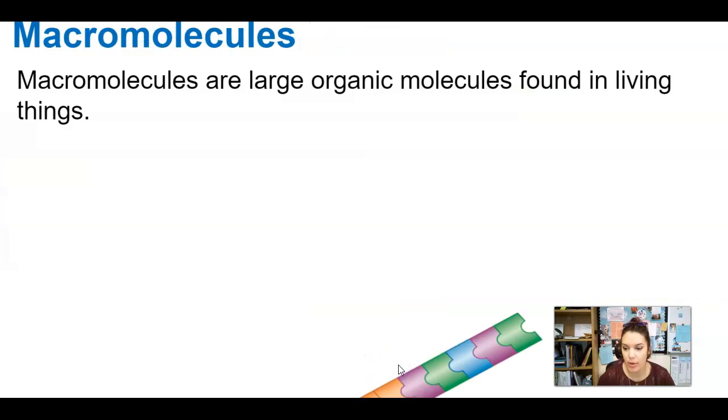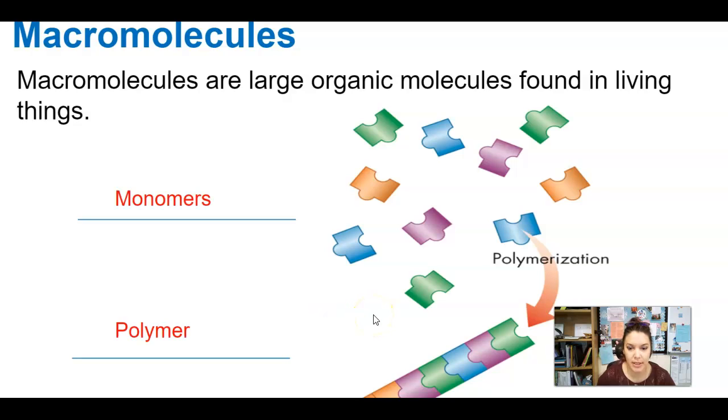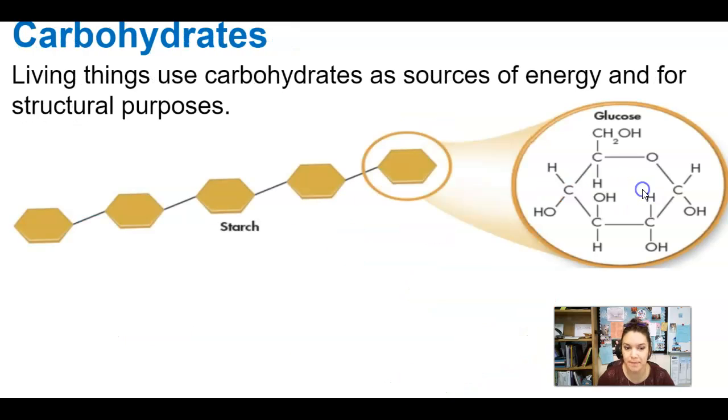All right, so on to macromolecules. They are large organic molecules found in living things. They go through something called polymerization. So they become polymers, meaning large chains. All right, and a monomer is one, mono meaning one, so it's one piece. When you put a bunch together after polymerization, you call it a polymer.